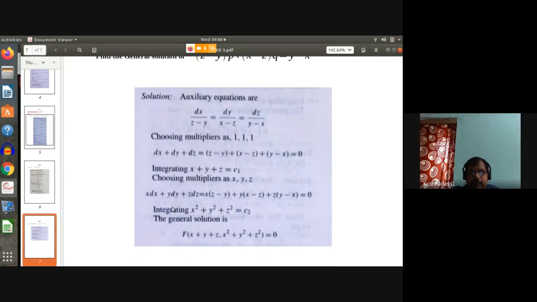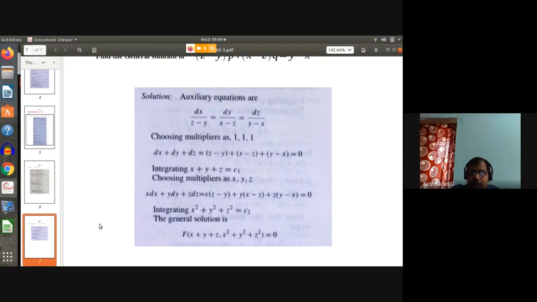So on integrating, we get x square by 2 plus y square by 2 plus z square by 2 equal to a constant. We take that 2 to the right side. So we get the second solution as x square plus y square plus z square equal to a constant, whereas the first solution is x plus y plus z is a constant. Okay, so we have two solutions: x plus y plus z is a constant, and x square plus y square plus z square is a constant.